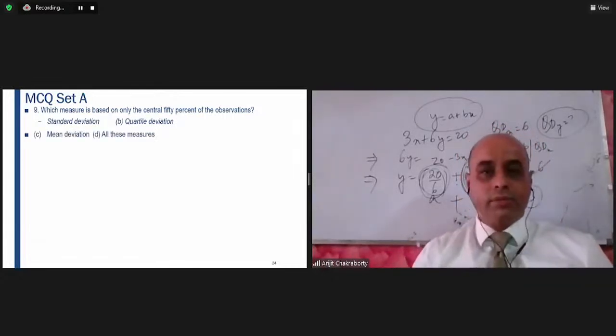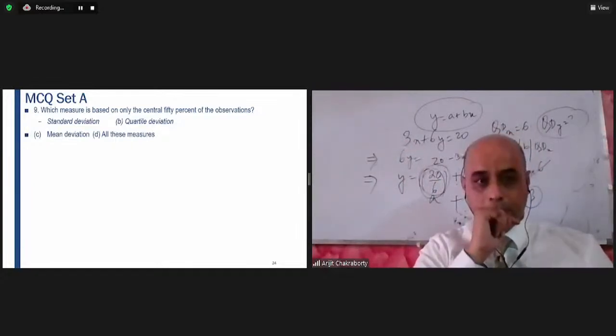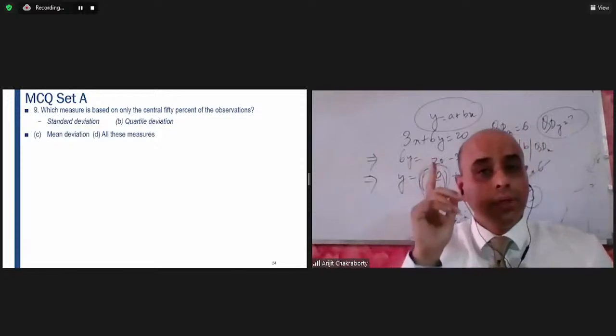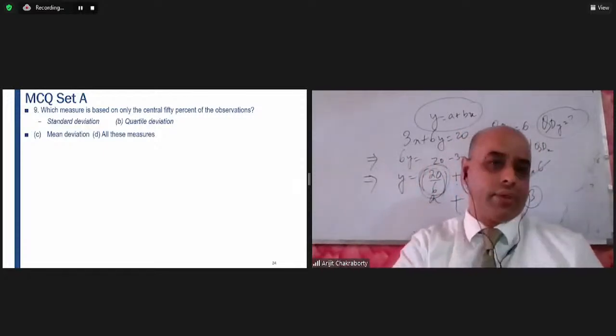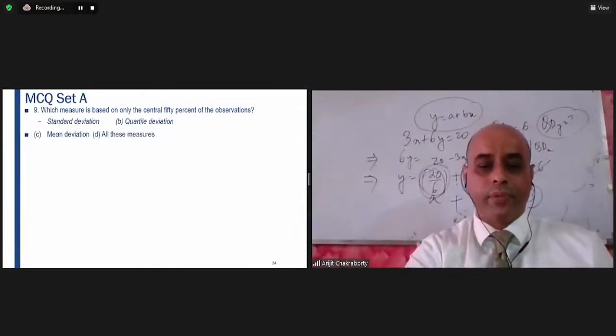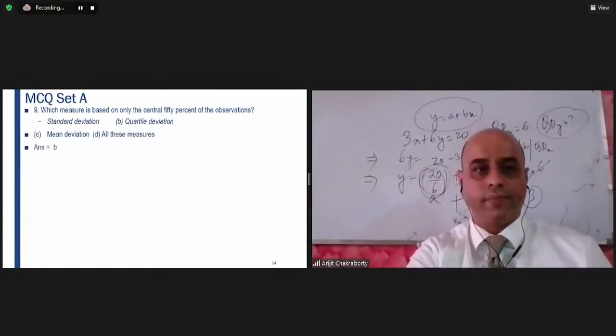SD, no. SD is based on all observations, number 1. Mean deviation also, no, based on all observations. Only quartile deviation is based on the central 50 because the formula is Q3 minus Q1 by 2. So therefore the answer is quartile deviation.